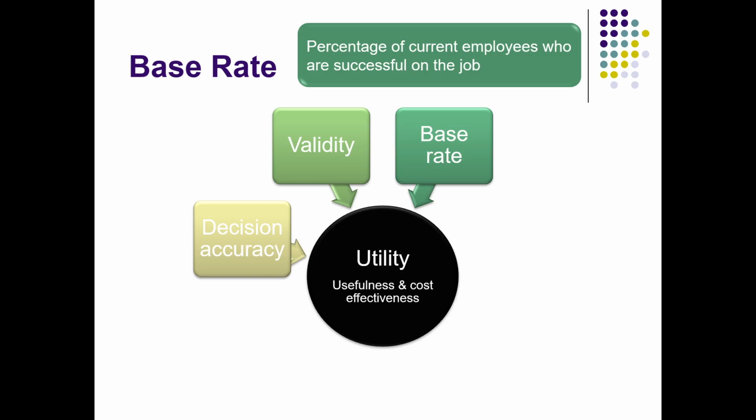Now with base rate, we're talking about the percentage of current employees who are in fact successful on the job. So, if you have a really complicated job that special people really can do really well at, there's probably going to be a high base rate of people who are less successful, right? There's going to be a higher base rate of less successful people who may be in the job because not everybody's going to be a superstar at the job, right? There's some people who are going to be doing okay, and some people who are going to be doing well, and some people who are going to be doing really well.